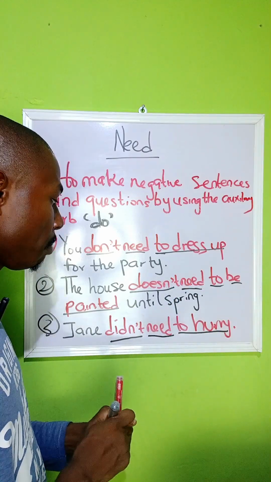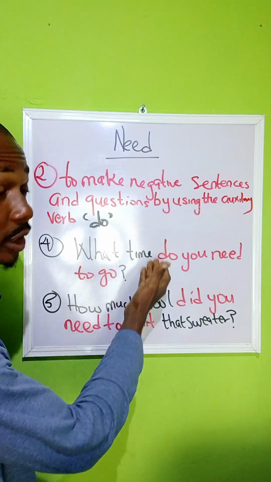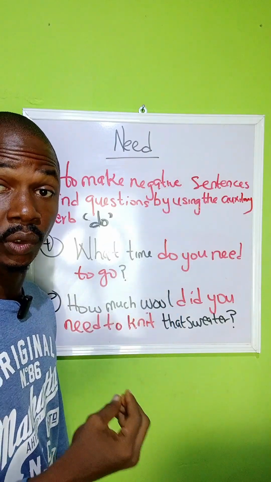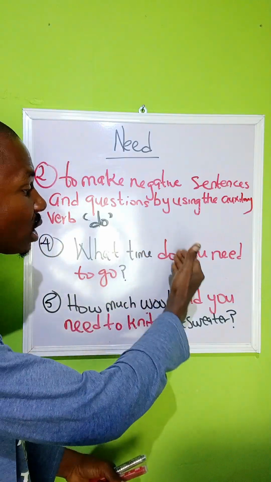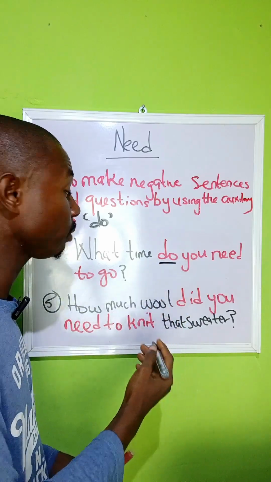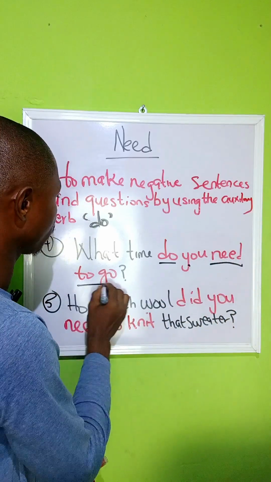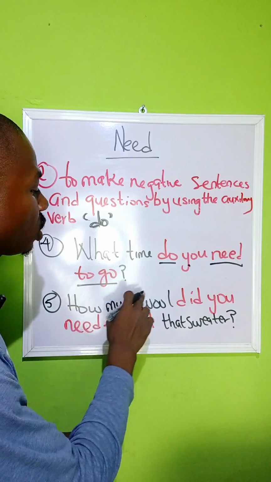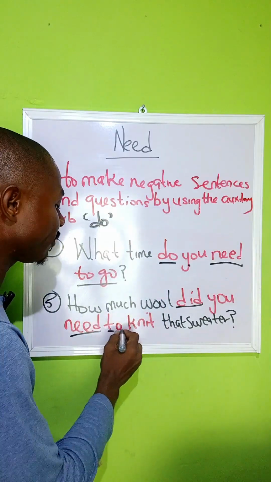Let me give you more examples. Now we can see number 4 and number 5 are questions. From number 1 to 3, those are negative sentences, but from number 4 to 5, these are questions. So number 4 is, what time do you need to go? We can see here that we have do, a form of the verb. You need to go. What time do you need to go? Number 5, how much wool did you need to knit? Did is the verb form, then need to infinitive.